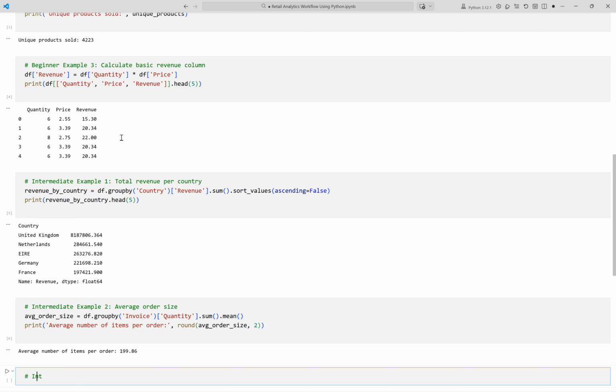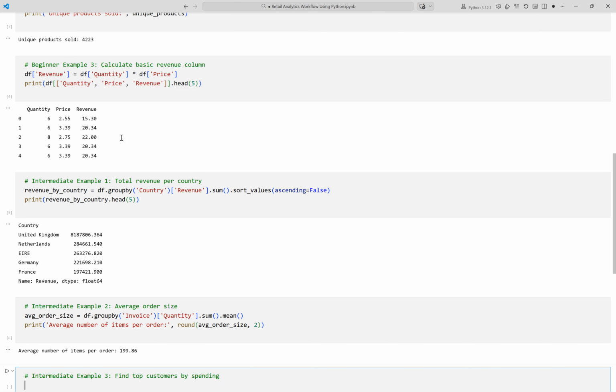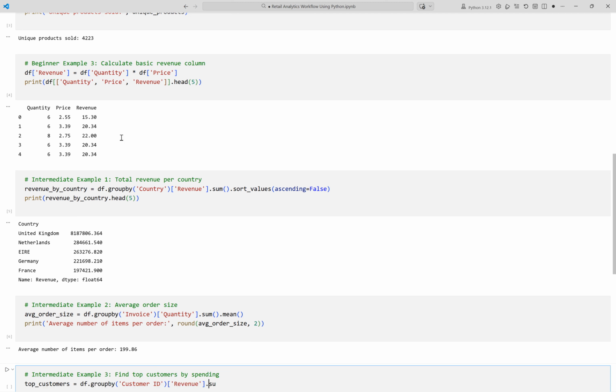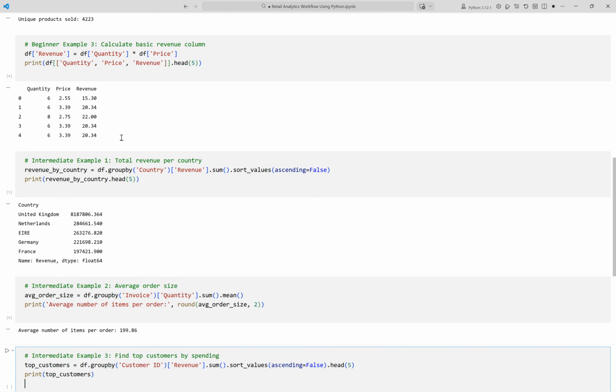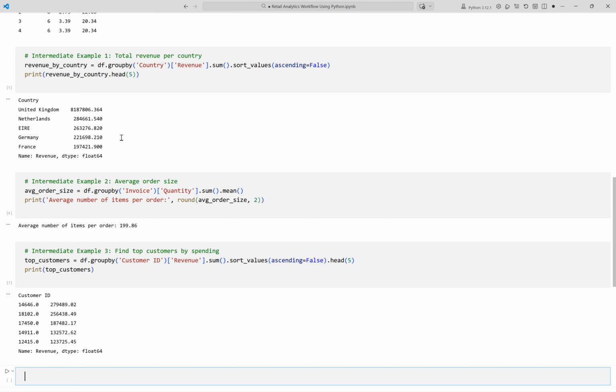Identifying high-value customers helps focus marketing and loyalty programs. We group by customer ID, sum revenues, sort, and display the top 5 spenders. Here are the customers with the highest total purchases. Running the cell now. This output shows the top 5 customers ranked by total revenue, highlighting their spending amounts.